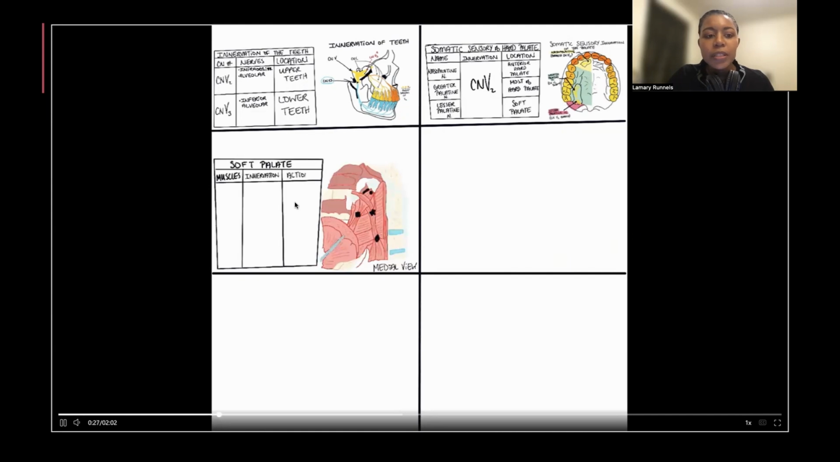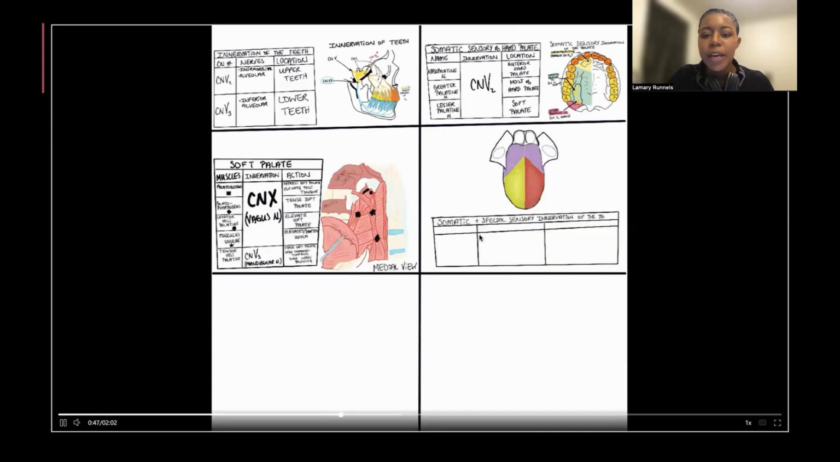And so moving on with the soft palate, there are 5 muscles that are innervated by 2 specific cranial nerves. Nerve 10, the vagus nerve, innervates 4 of the 5 muscles. And then you have the mandibular nerve that innervates one of the soft palate muscles.